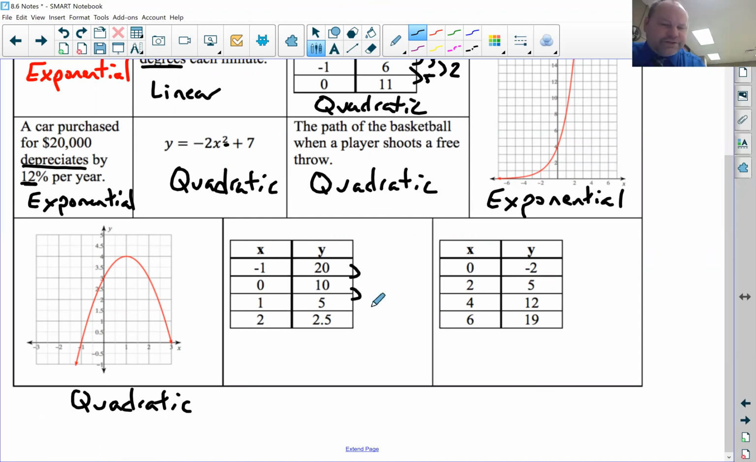Here, if I look at first differences, -10, -5, -2.5. 5, 2.5. So the first and second differences are not the same. So we would not choose linear or quadratic. And I notice I'm taking half each time. I'm multiplying by 1/2 or 0.5. So exponential.